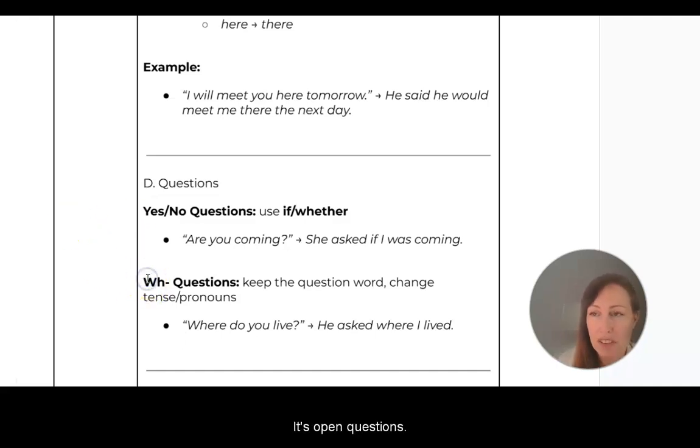If it's open questions, you keep the question word and change the order, and also the tense. Where do you live changes to he asked me where I lived. What do you do for a living? He asked me what I did for a living. We don't have the auxiliary and we change the order.